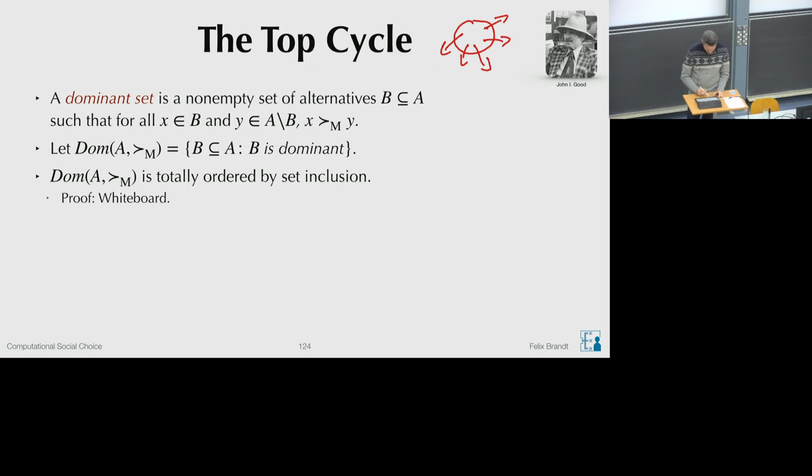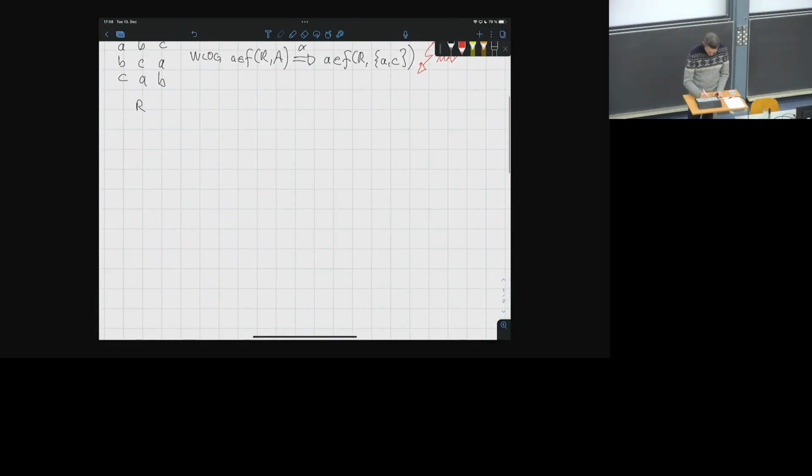The proof of this is fairly simple. I can just draw it here. Let me write down formally what we are going to show. We want to show that whenever we have two dominant sets, let's call them X and Y, for some majority graph or any directed graph, so this is a useful statement in graph theory in general, then either X is contained in Y or Y is contained in X.